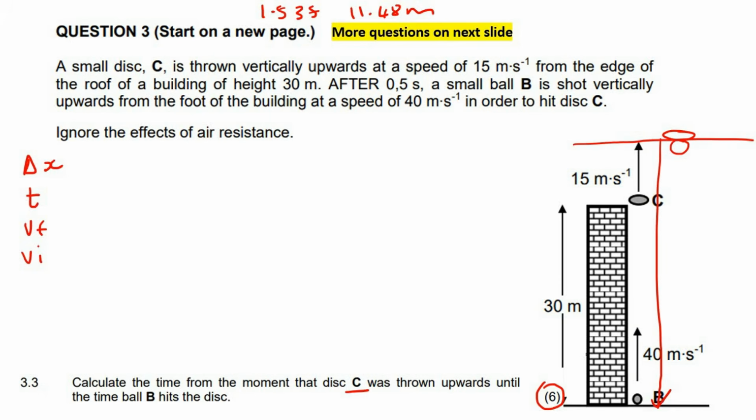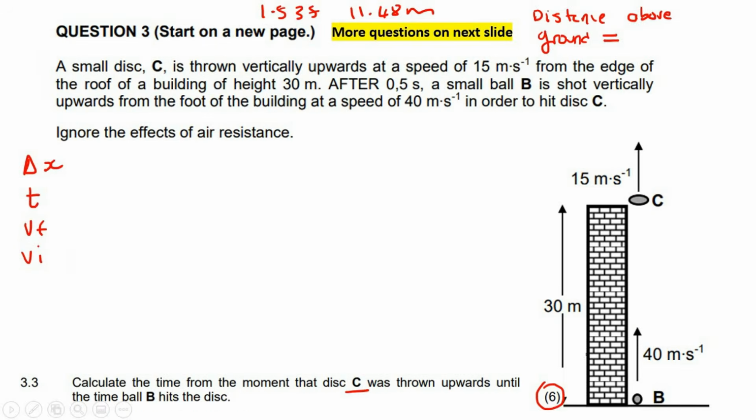So let's just make a little note there for ourselves. The distance above the ground will be equal. So, check this out. If you have the formula delta x equals v initial delta t plus a half a delta t squared, we know that the distance above the ground will be the same for both objects.